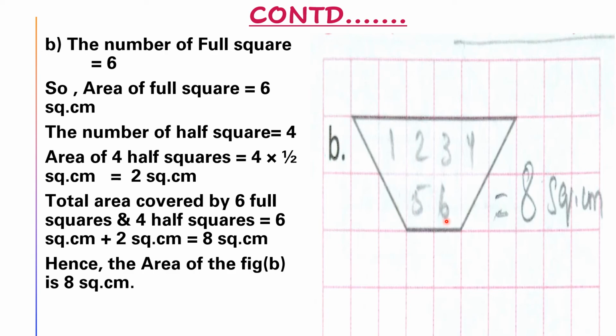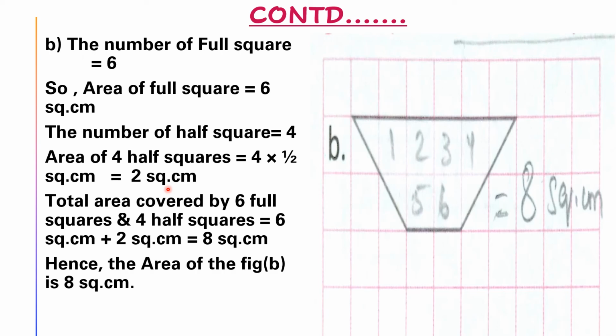Now count the number of half squares. As you can see, as the figure is traced on the graph paper, it occupies a few half squares. The number of half squares is 1, 2, 3 and 4. Consider the area of one half square as half square cm. So the area of 4 half squares is equal to 4 into half square cm, which gives 2 square cm.